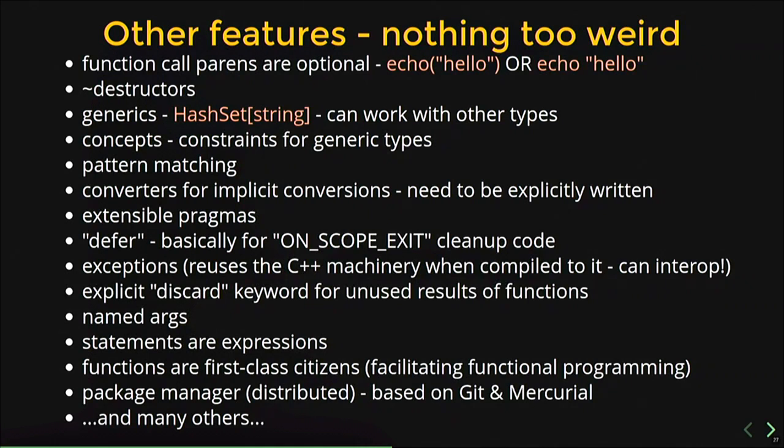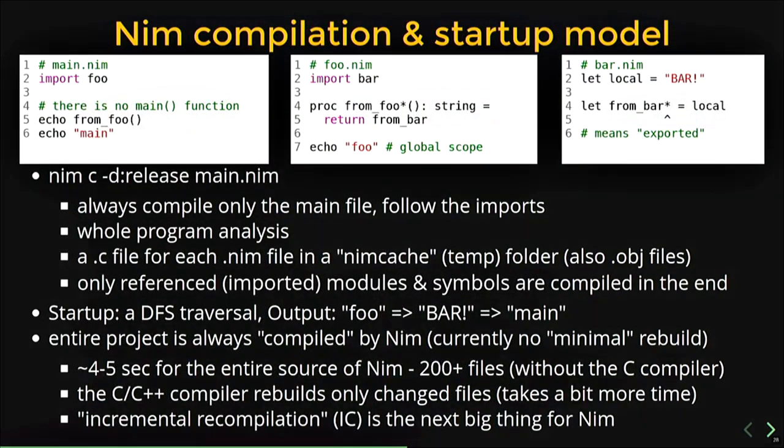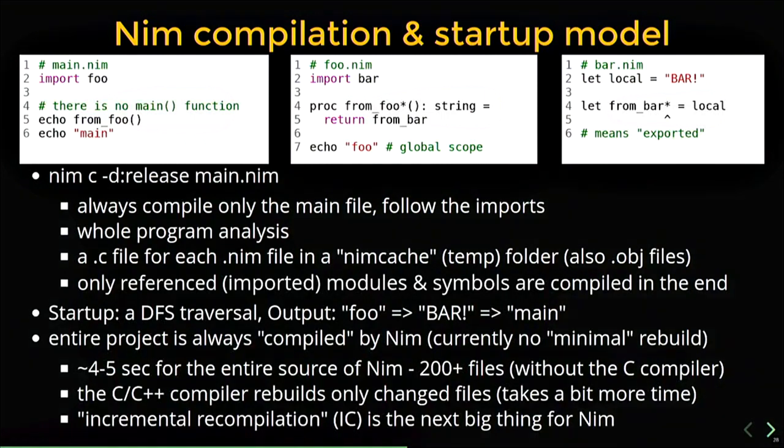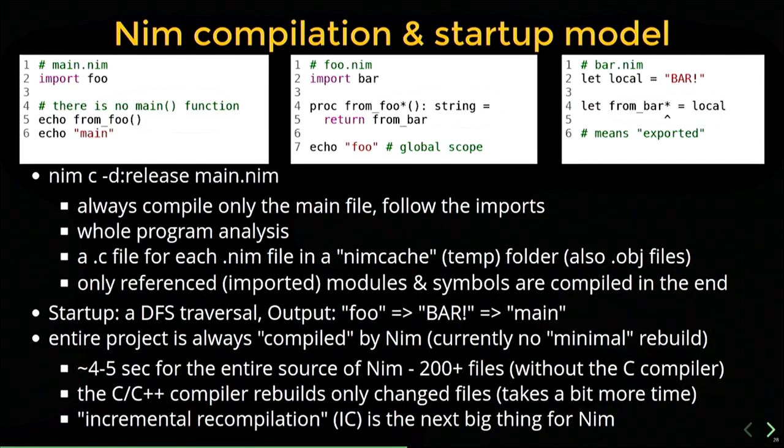And it also has a package manager, unlike some other languages like C++. So let's see how Nim is compiled. In this case, we have three modules: main, foo, and bar. Main imports foo, which imports bar. In bar, which is on the right, we see that fromBar has an asterisk after it. That's how we decide which symbols should be explicitly exported from that module. So localFromBar is not visible from anywhere else, but fromBar is actually accessible to whoever imports bar.